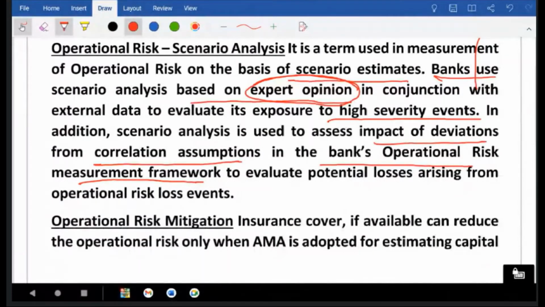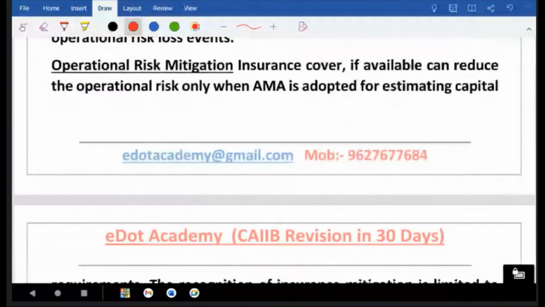Next, how can operational risk be mitigated? Buy insurance cover. It is a tool available nowadays for everybody, and banks also go for insurance, like we go for insurance of our house, lives, bike, and car. Same thing, because we want to reduce the risk factor and mitigate the risk, we pay a premium annually. So one of the best methods is insurance cover, if available, which can reduce your operational risk.